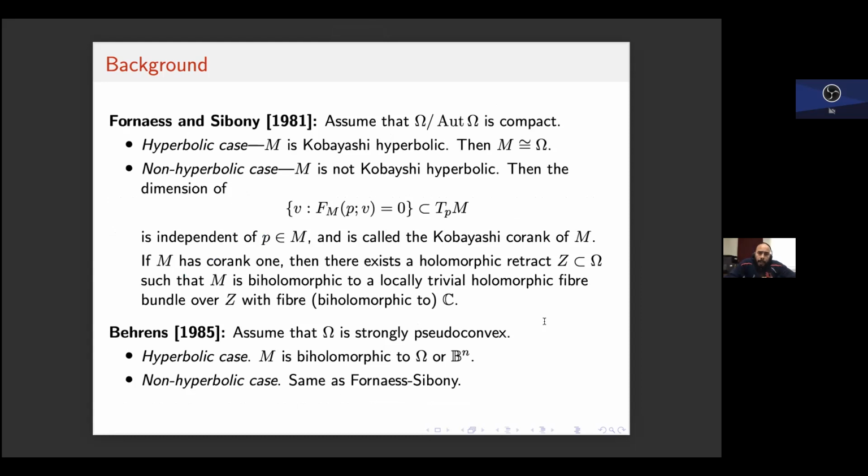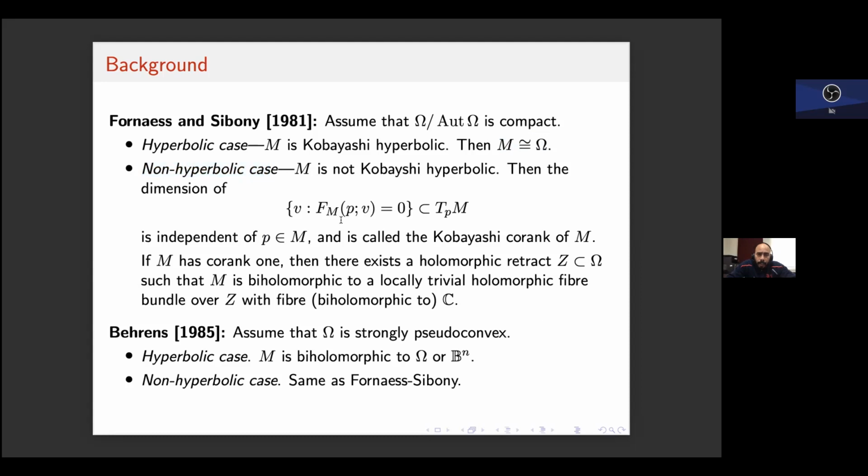So assume that Omega mod Aut(Omega) is compact. Okay, and consider the following two cases. When M is hyperbolic, I'll refer to this as the hyperbolic case, when the limit is hyperbolic, then they showed that M actually is biholomorphic to the fixed domain Omega. And if M is not Kobayashi hyperbolic, I'll refer to this case as the non-hyperbolic case.